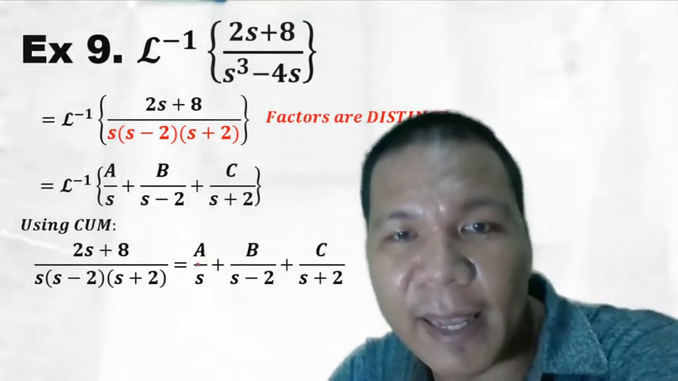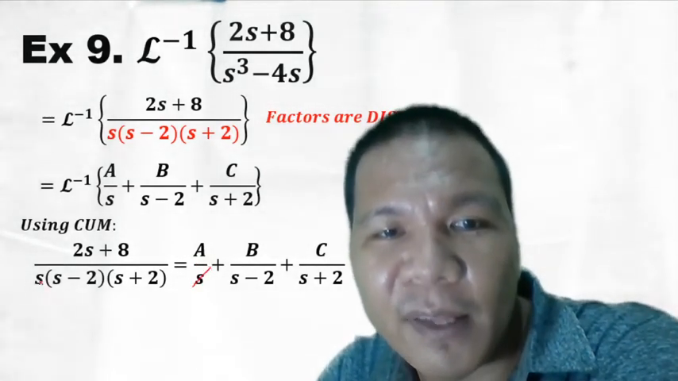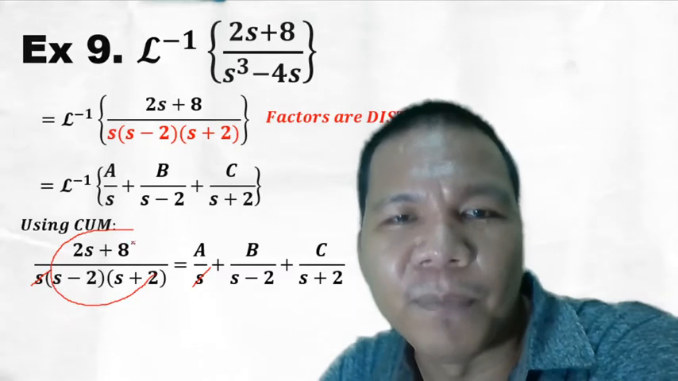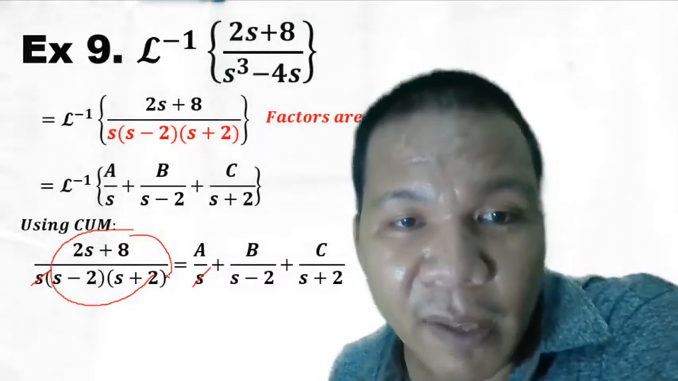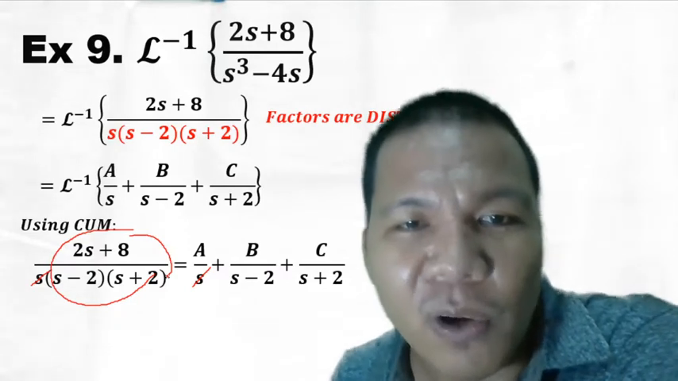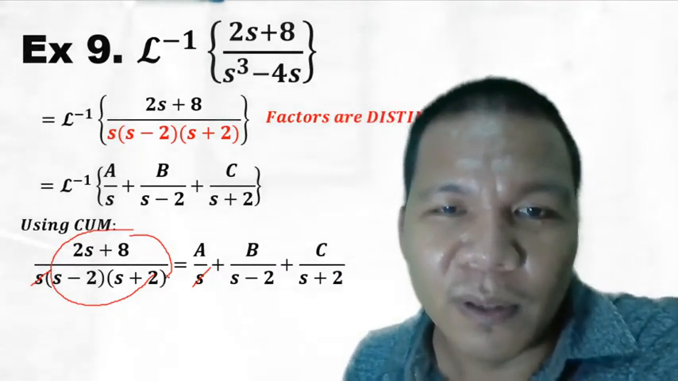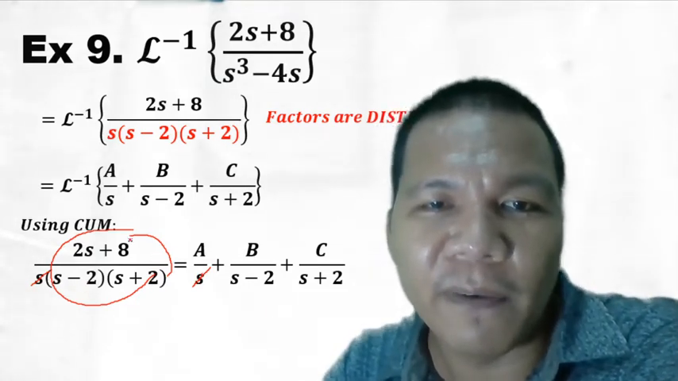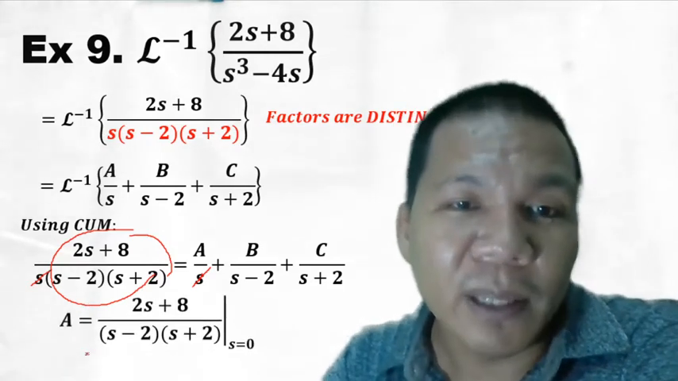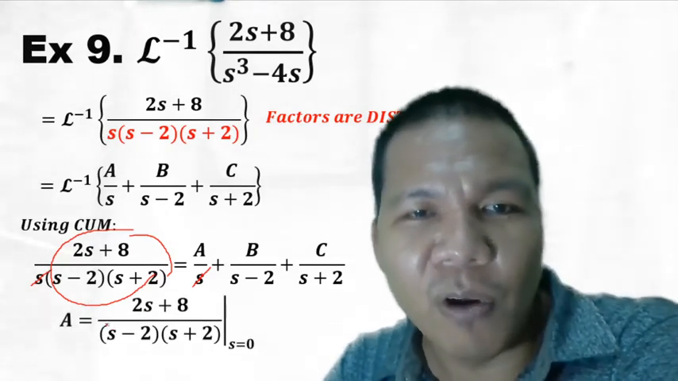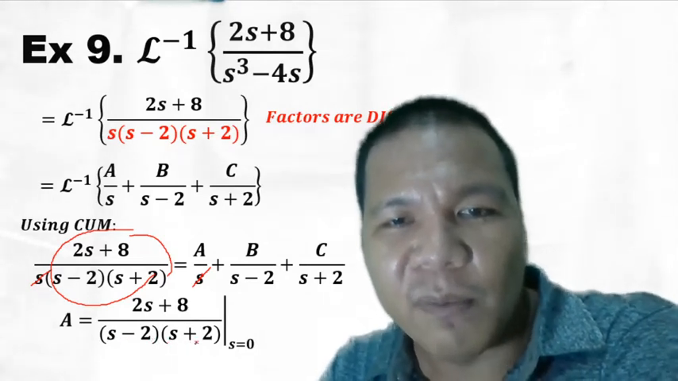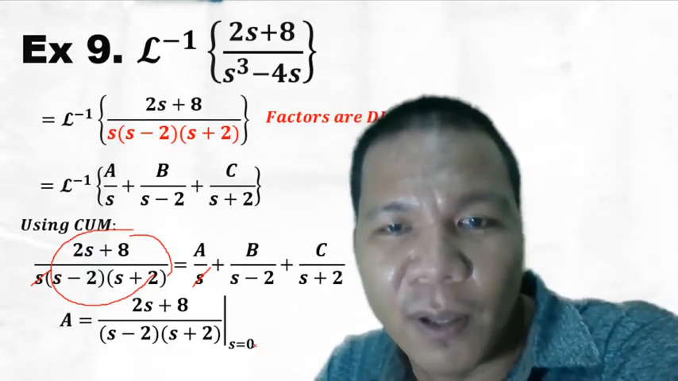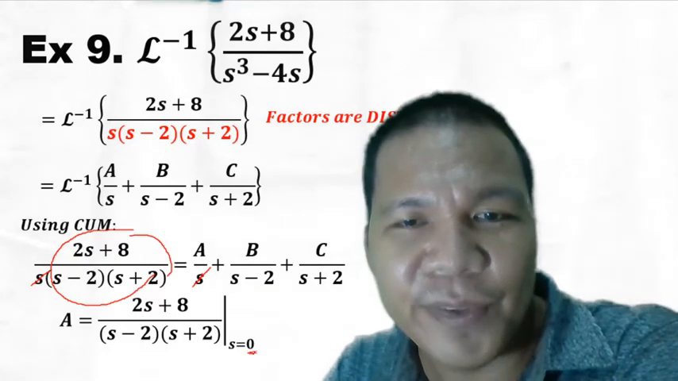To solve for this a, we need to cover s and s here. And what will be left in your fraction here? What will be left? That is 2s plus 8 all over s minus 2 all over s plus 2. Now, when you cover s and s here, this is what you will be left. So therefore, you can write that as a is equal to 2s plus 8 all over s minus 2 all over s plus 2, where s equals a certain value. In this case, I use 0.